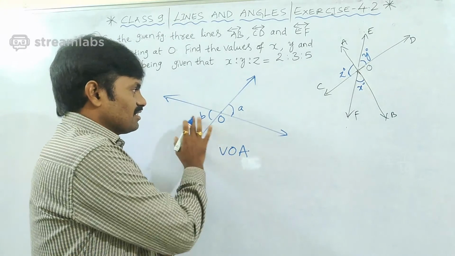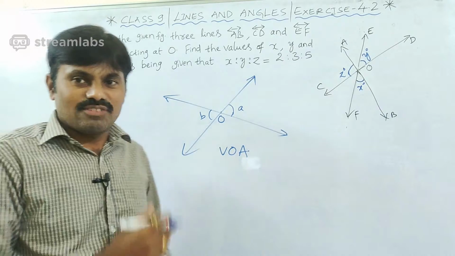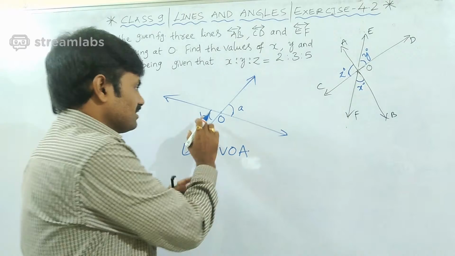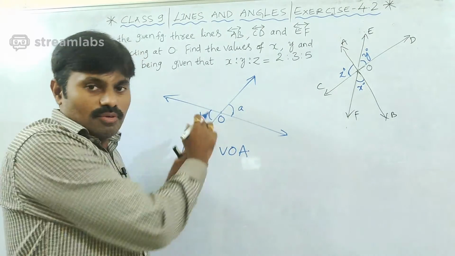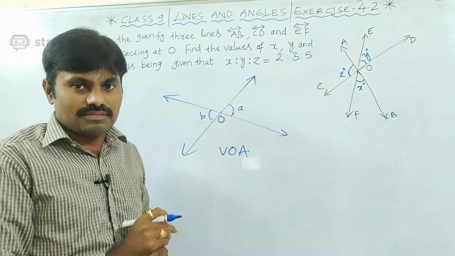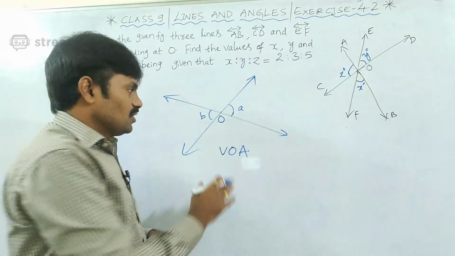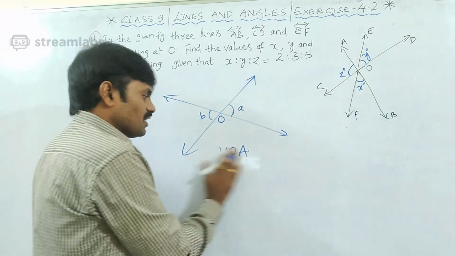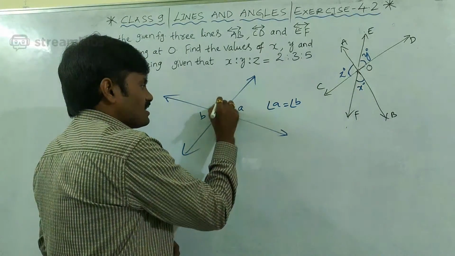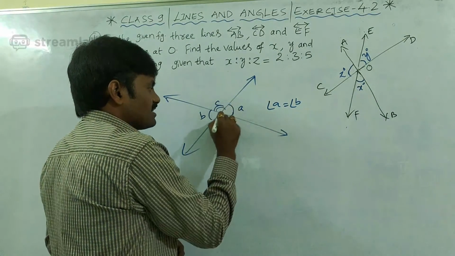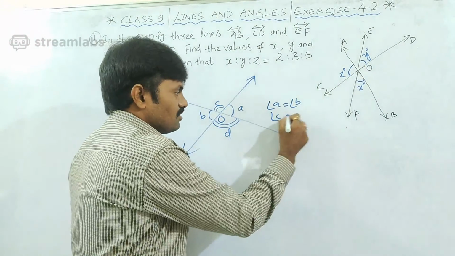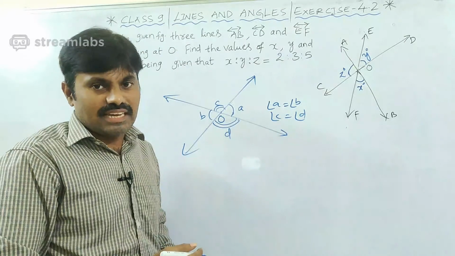We know that if two lines intersect each other at one point, then the two vertically opposite angles formed are equal to each other. We already proved this. So angle A is equal to angle B, and taking C and D, angle C and angle D are also equal. So these are also vertically opposite angles. Is it clear?